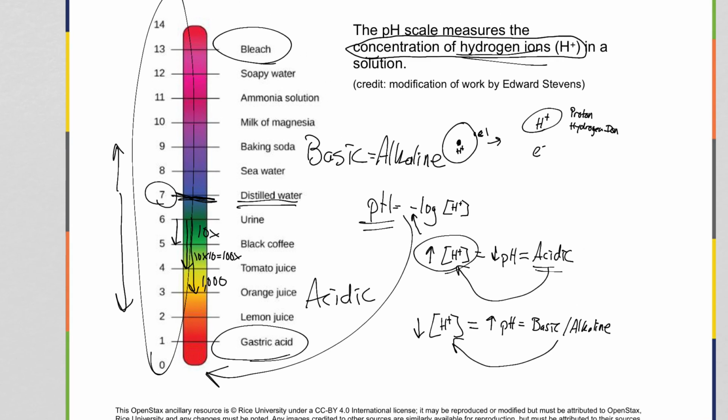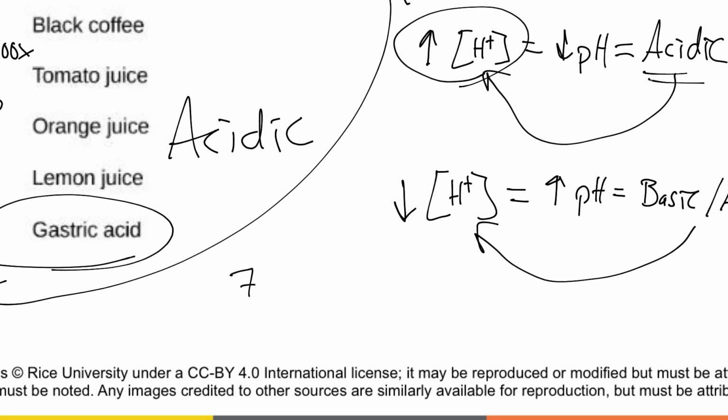So this explains why very, very small changes on the pH scale actually indicate very, very large changes in the amount of protons because of the log scale. And so when you hear that humans normally have a pH of around 7.4.